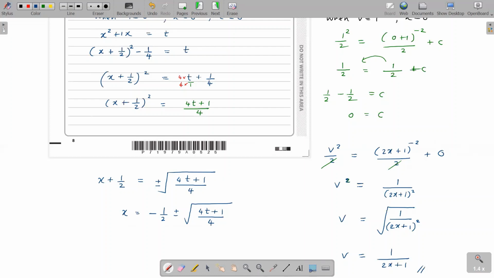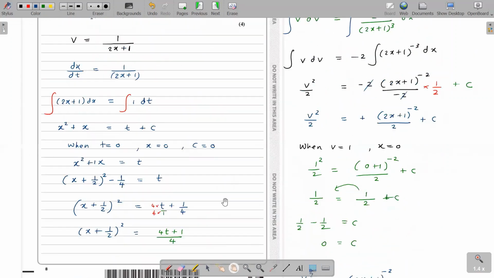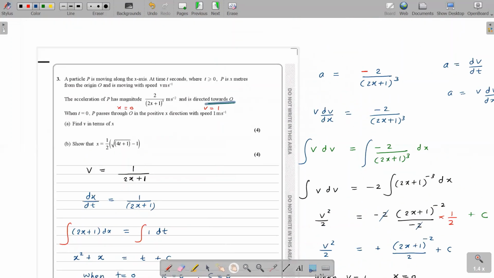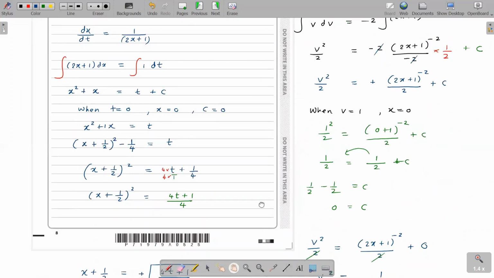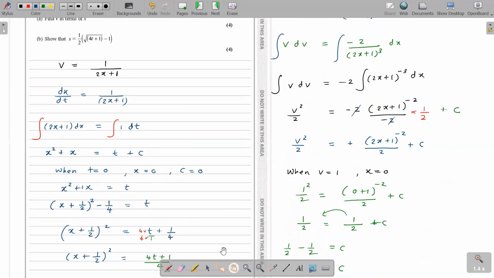Actually, we will only be considering the positive part of the root here, because you can see that we have positive displacement at the beginning. If you use negative here, you will see that all the displacements you get for all time values are negative. But they do tell you that at the beginning, the particle is moving in the positive x direction with speed 1 meter per second, which means you have positive displacement, right? So you have to go ahead with this equation. That's the show that.